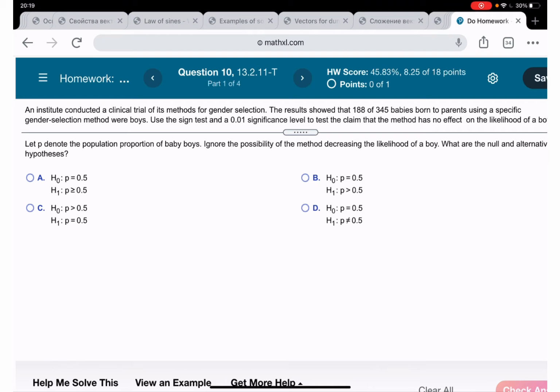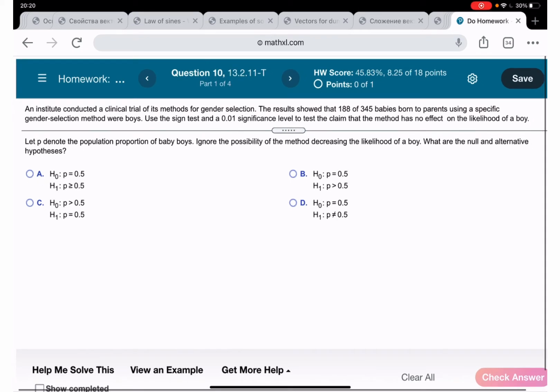Use the sign test and 1% significance level to test the claim that the method has no effect on the likelihood of a boy. Let P, which is proportion or percentage, denote the population proportion of baby boys. Ignore the possibility of the method decreasing the likelihood of boys.